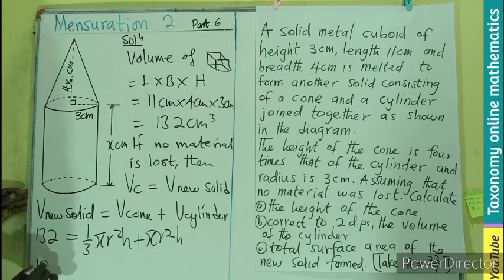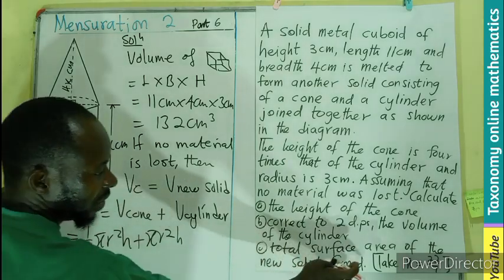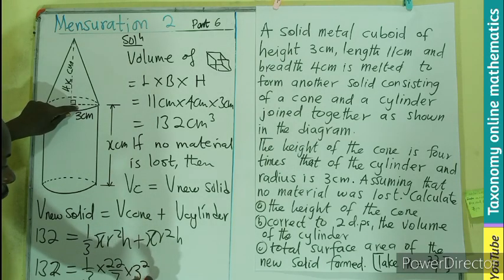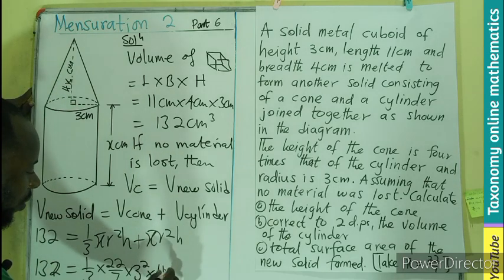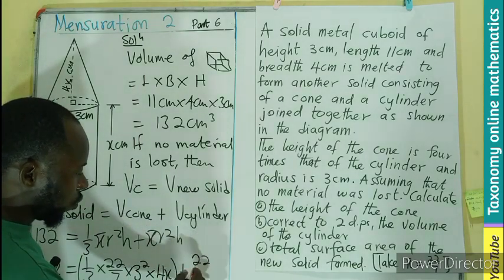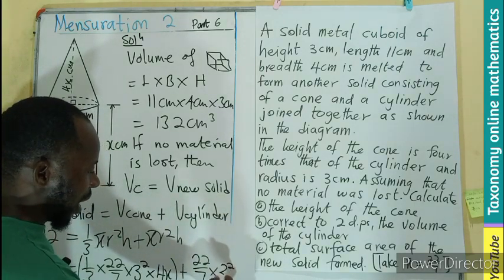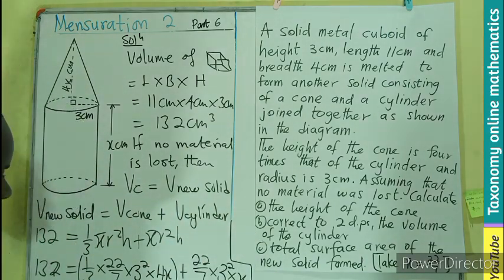We do substitution. So 132 equals to 1/3, then we multiply by 22/7, which is the pi, then times the radius, 3 centimeter, 3 squared, times the height. Where is the height? This is the height, so 4x. Then plus 22 on 7 times the radius will be the same, 3 squared, times what? x.